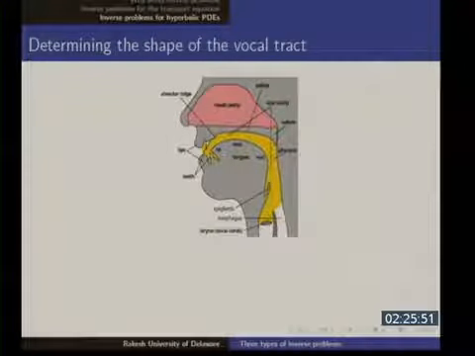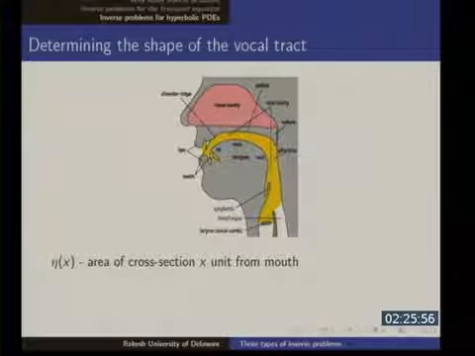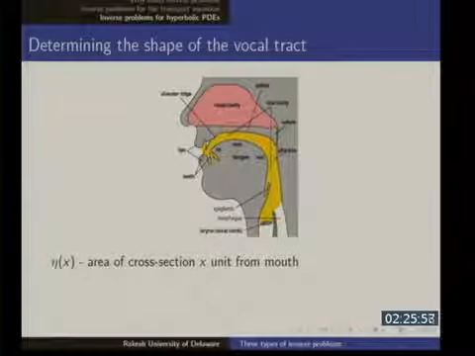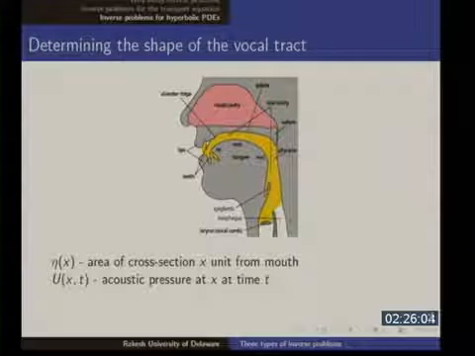So here is the area of the cross-section, I'm going to call it eta of x. I'm not going to work with eta so much, I'll work with some function. u of x,t is the acoustic pressure at x, where x is measured from there, at time t.